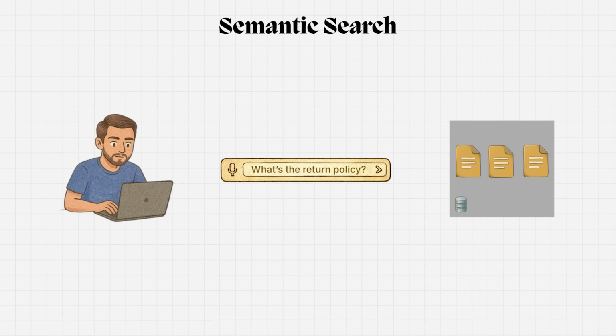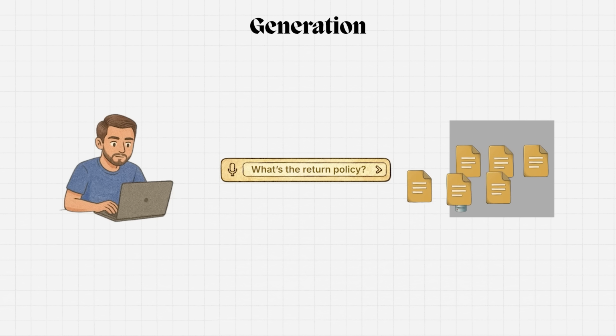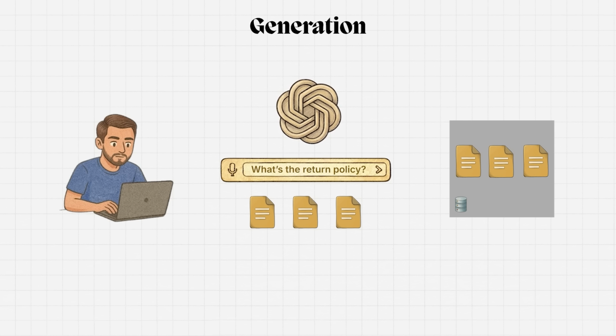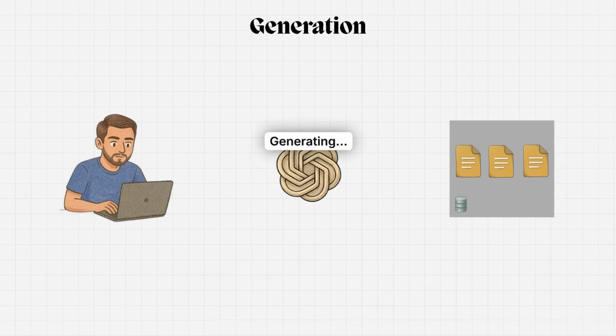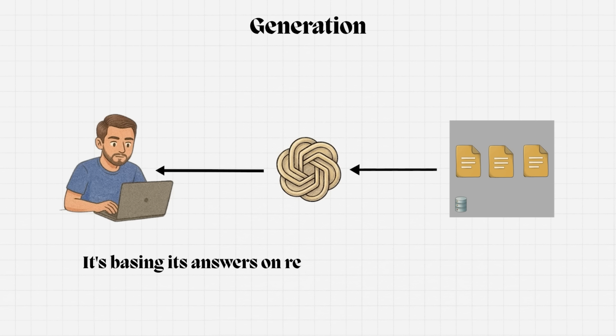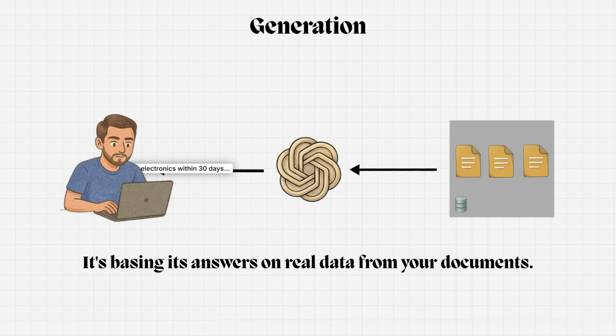Then comes step 3, which is generation. Now here's the key part. The system takes the question and the retrieved documents and feeds them together to the language model. Here's a question. Here are the relevant documents. Based only on those documents, answer the question. The language model then generates an answer based on that specific information from the database. It's not making things up. It's basing its answers on real data from your documents.